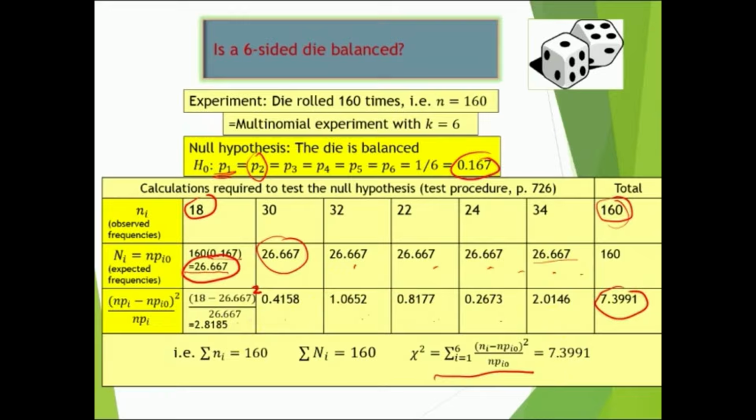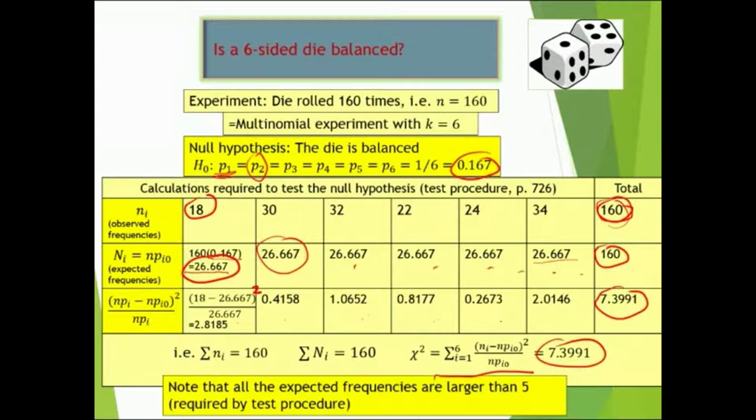Note that your 26.667 times 6 is 160. These two must be the same. And now you can compare your observed test statistic to your critical value. Also, before I go to the last step in this procedure, note that all the expected frequencies are larger than 5. That was one of the requirements for the test procedure.